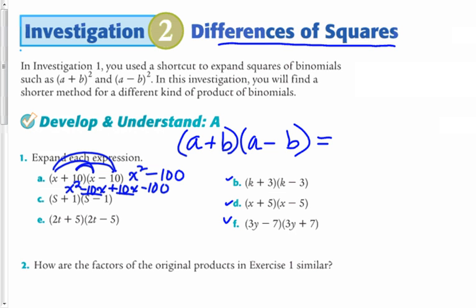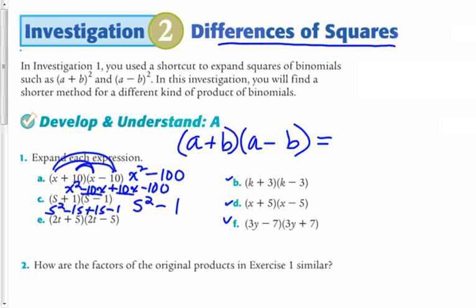This second one here, the first 2 terms give us s squared. The outside 2 terms give us negative 1s. The inside give us 1s. When we add those together, we get negative 1s plus 1s. And then the last 2 terms give us negative 1. Again, we have negative 1s plus 1s. That's 0s, so it equals s squared minus 1.